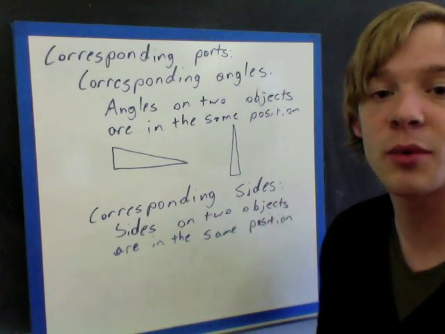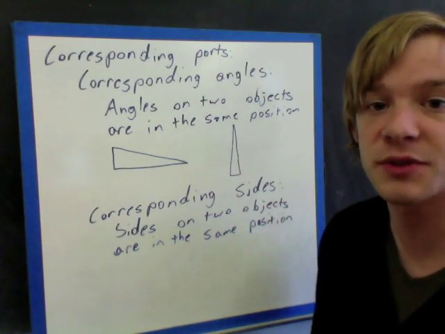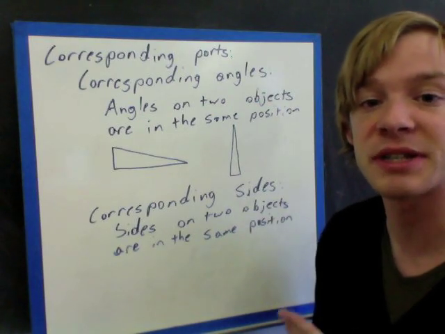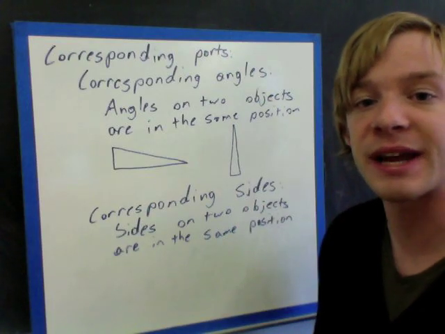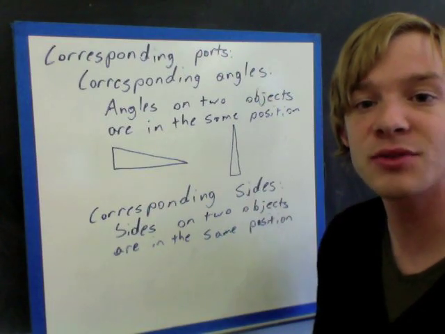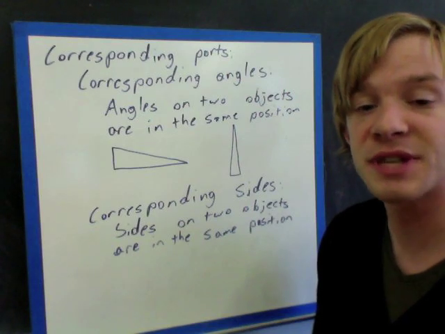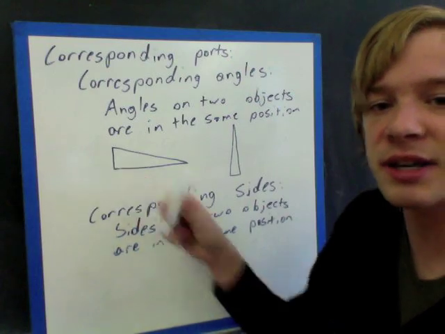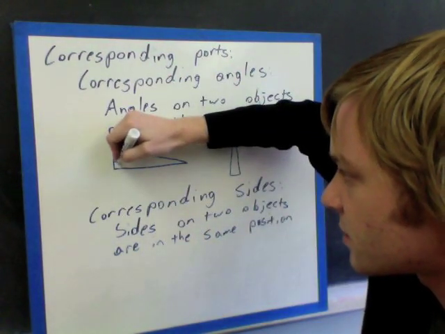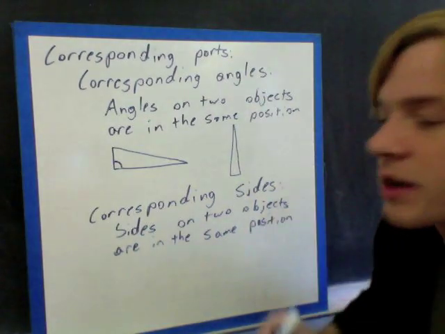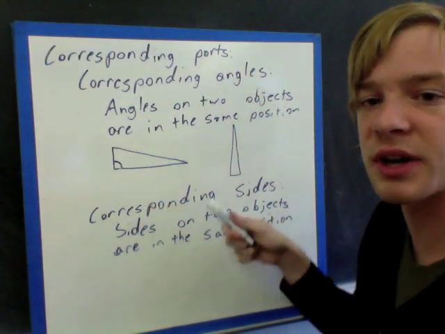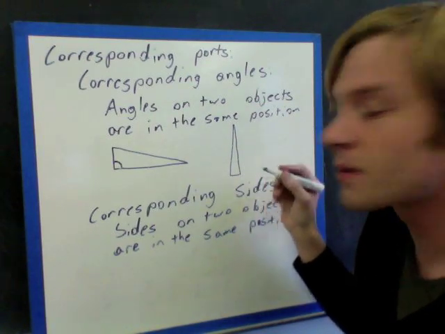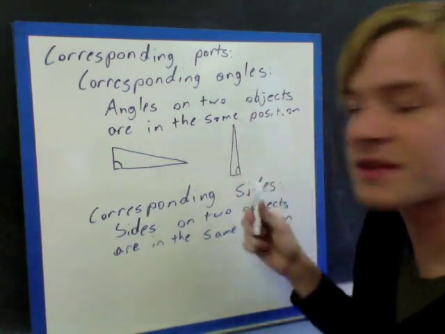Next thing I want to talk about are corresponding parts. We've got two corresponding parts that we're going to talk about: corresponding angles and corresponding sides. So first off, corresponding angles are angles on two different objects that are in the same position. So for instance, I have this angle right here. Now, this angle corresponds to this angle on this triangle because these two are in the same position.